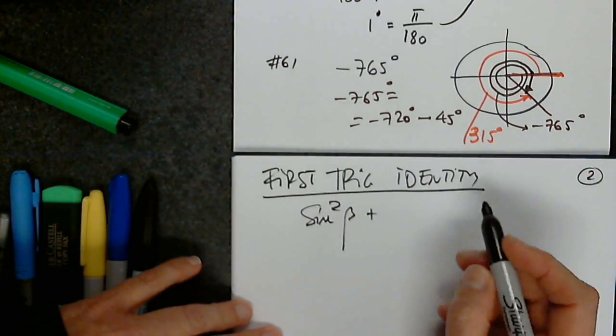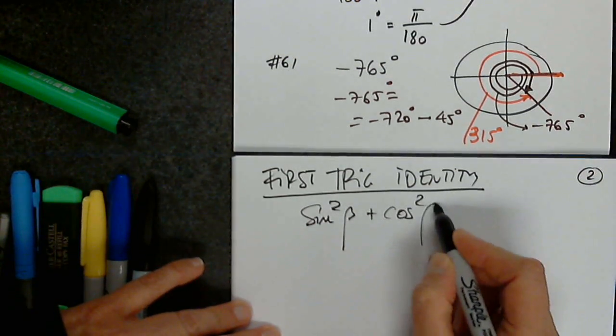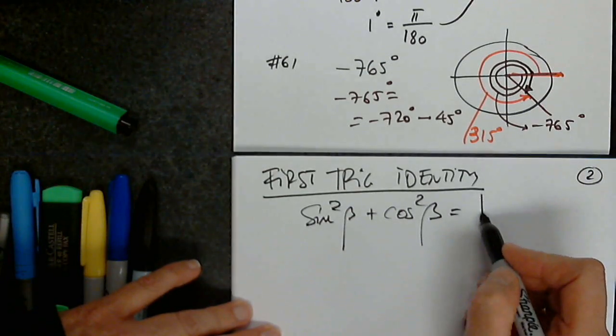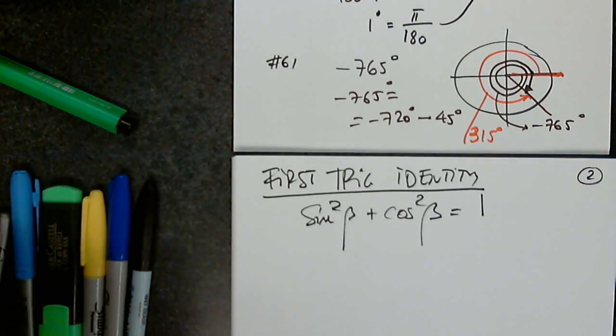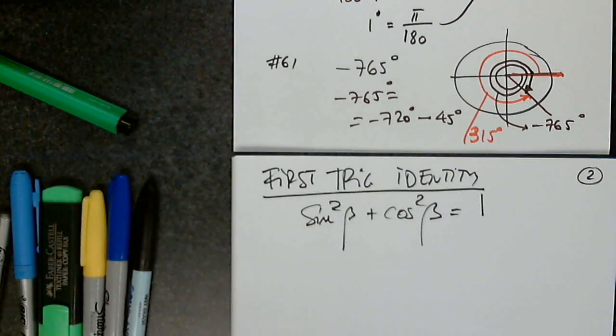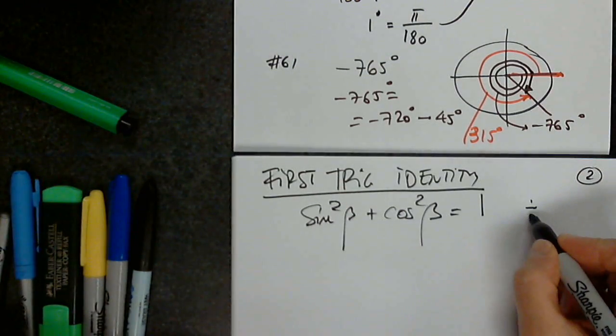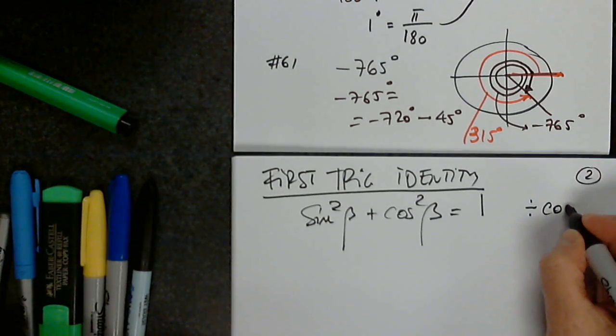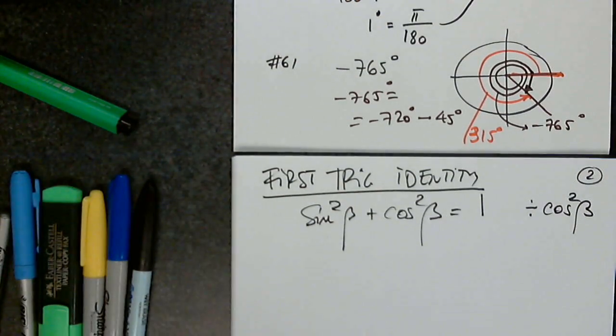Of beta, very good, plus of the same angle equals 1. Two other identities are obtained from this one. Please divide both sides by cosine squared theta and tell me what you get.